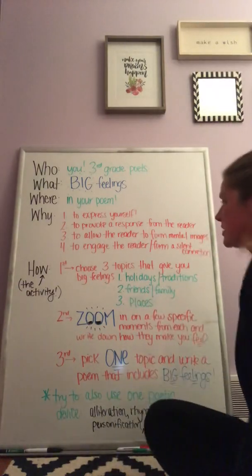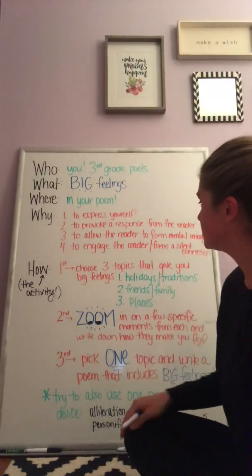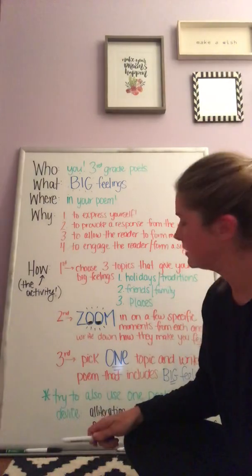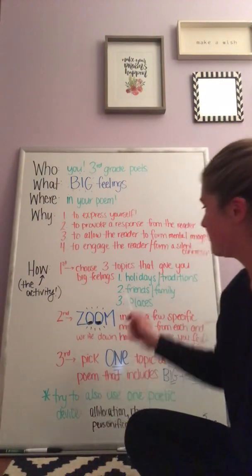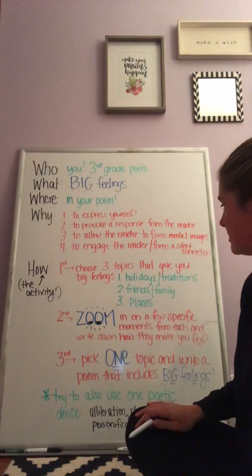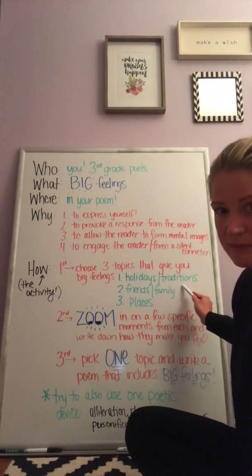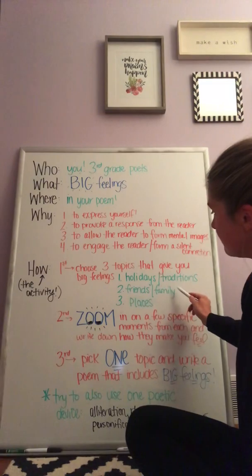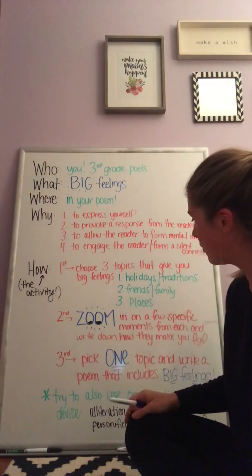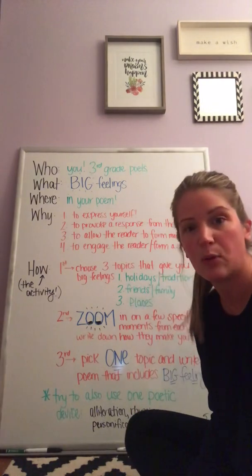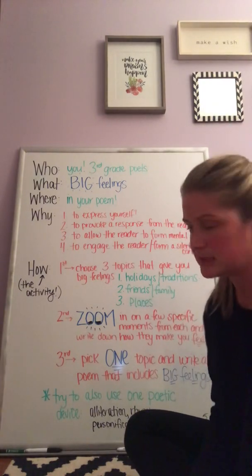So the first step is you are going to choose 3 topics that give you big feelings. These can be a person, a place, or a thing. Just a couple ideas that I jotted down quickly were holidays or family traditions that you may have, friends or family members that you want to write about, or any places that you have visited or would like to visit. So those are some ideas for you.